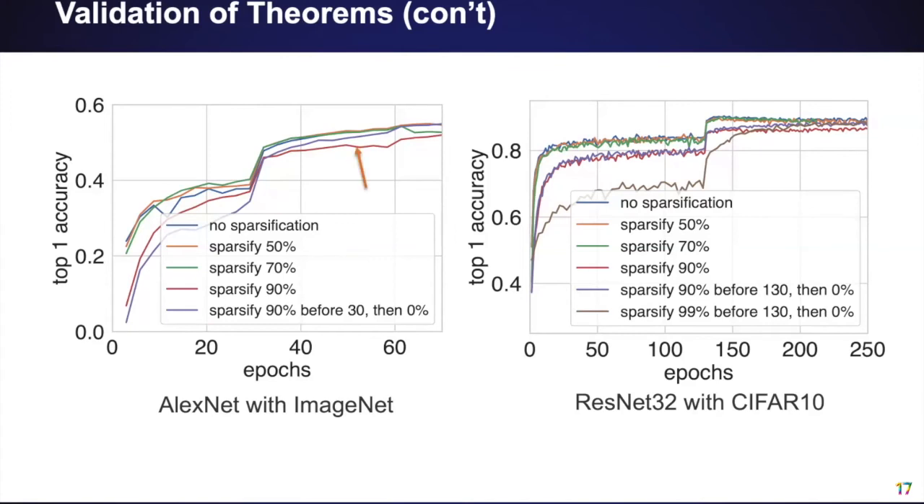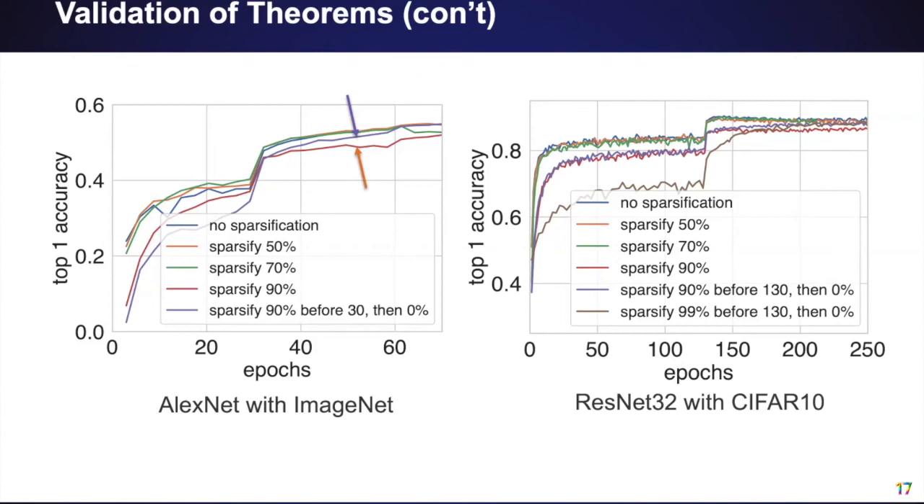However, if we drop 90% of the gradients within the first 30 epochs, and after that the gradients are not compressed, the accuracy is low at the beginning, but will recover in the end. The same phenomenon can be observed on the right figure.